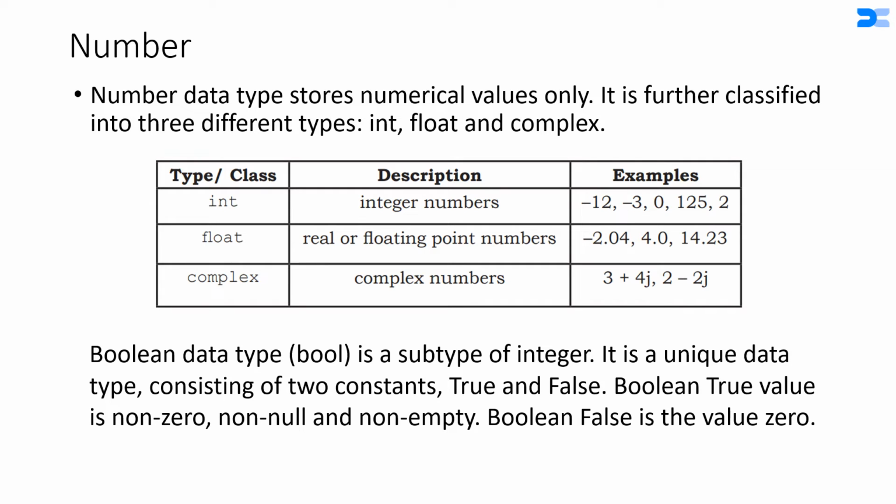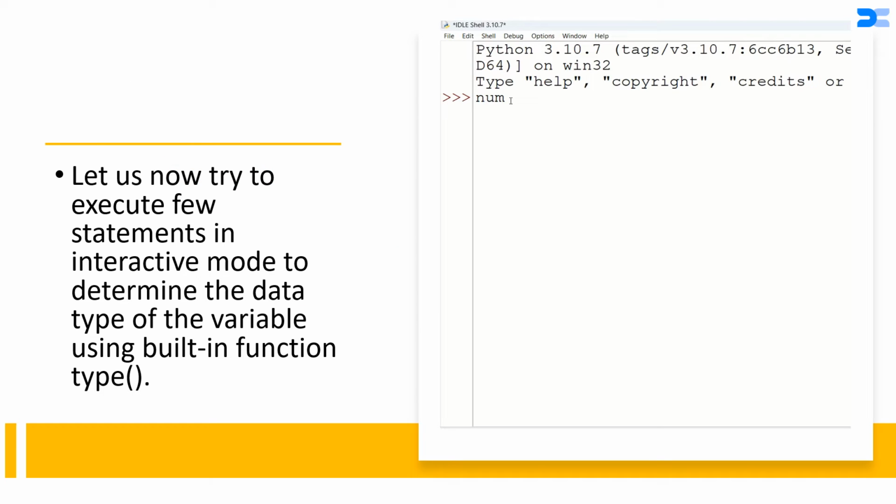Boolean data type is a subtype of integer. It is a unique data type consisting of 2 constants, True and False. Boolean True value is non-zero, non-null and non-empty. Boolean False is the value 0. Let us now try to execute a few statements in interactive mode to determine the data type of the variable using the built-in function type.